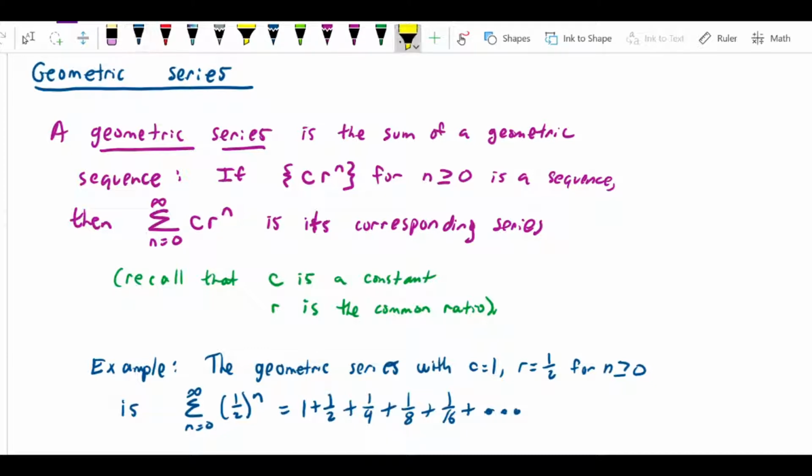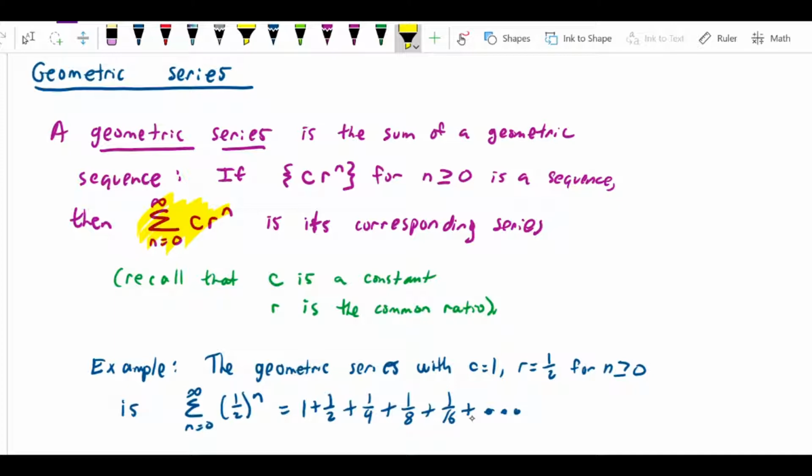In other words, this is a geometric series. So just for an example, let's suppose that we have a geometric series with c equals 1 and r equals 1 half, starting with n equals 0. Then the geometric series is the sum from n equals 0 to infinity of 1 half to the n. Well, 1 half to the 0 is 1, 1 half to the 1 is 1 half, 1 half squared is 1 fourth, 1 half cubed is 1 eighth, 1 half to the fourth is 1 16th. So the geometric series is simply adding up all of these terms.